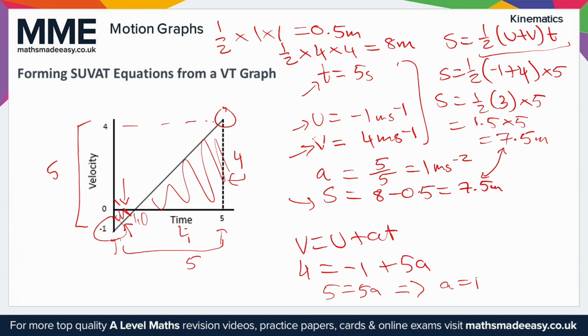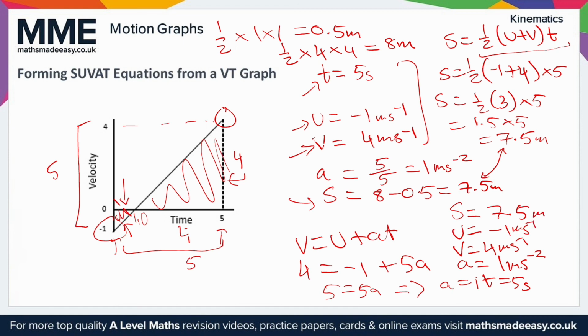So you can see now we have all the variables. So we have s is 7.5. We have u is -1. We have v is 4. And we have a is 1. And we have t is 5. Just quickly add some units to those. So meters per second squared, meters per second, and meters. You can see we've got all of them. 2 different ways to do it, but we can acquire all of our Suvat variables from a velocity time graph.